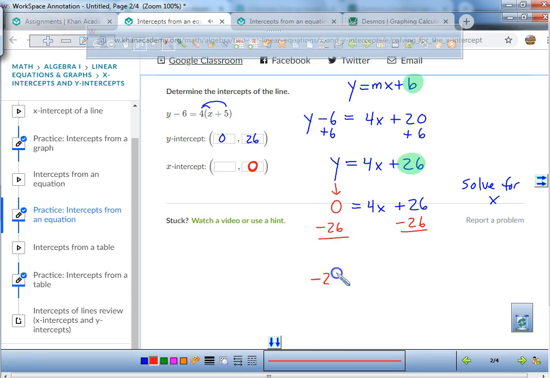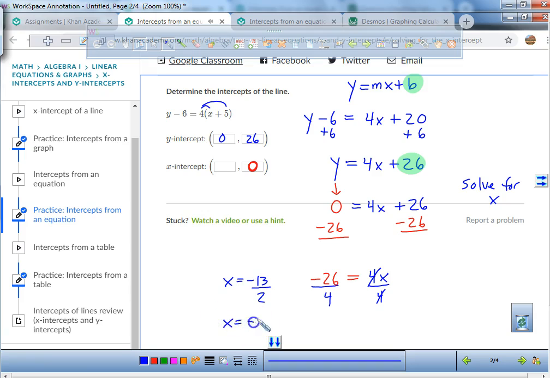So I'm left with negative 26 equals 4x. Divide that side by 4, divide that side by 4. So these cancel out. Now this can be reduced because they're both divisible by 2. So what is my x-intercept? Is that becoming negative 13 over 2, which is the same.